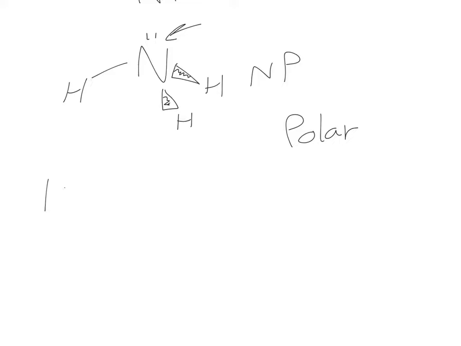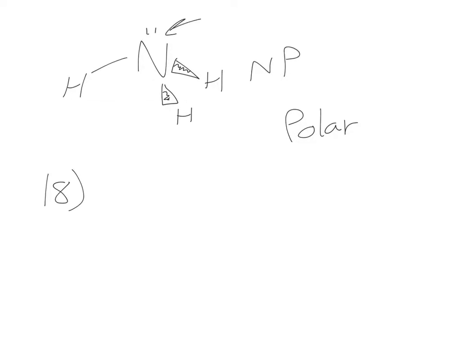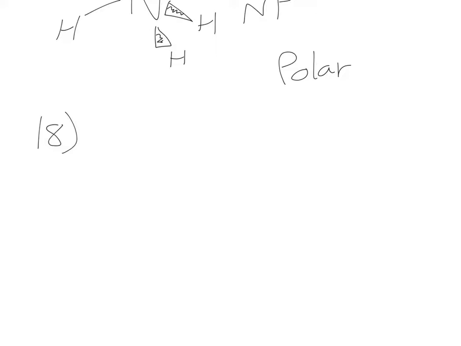All right, 18. Draw the three-dimensional structure for each molecule, fill in the table to determine if the molecule is polar or nonpolar. Okay, we just did this, but they gave us the structure. Now we have to draw it. So methane, you should have drawn this. Hydrogen, hydrogen, outwards wedge hydrogen, backwards wedge hydrogen.